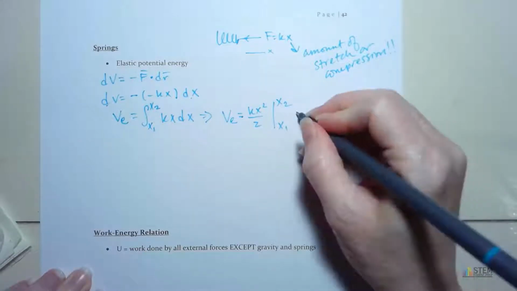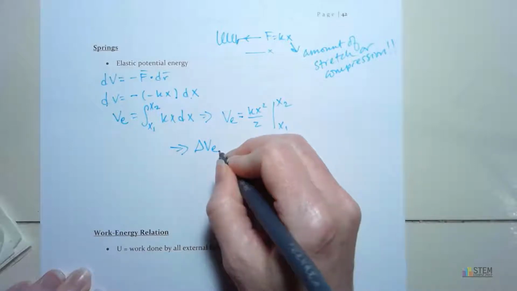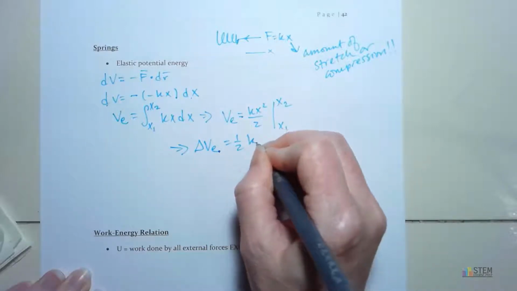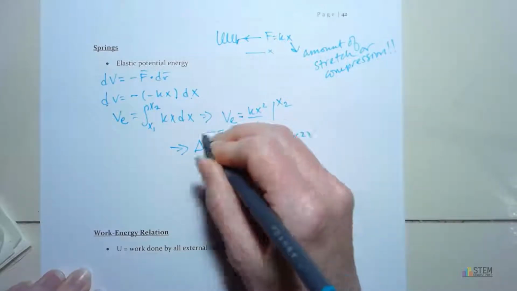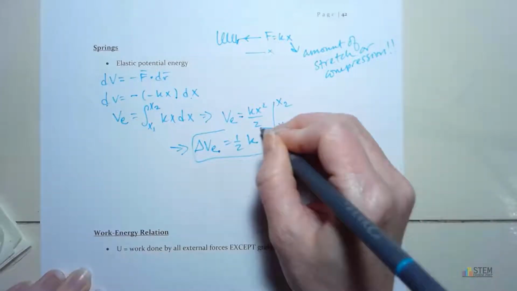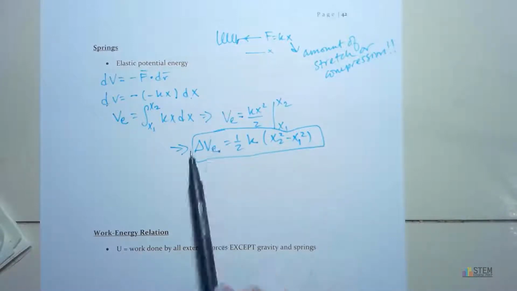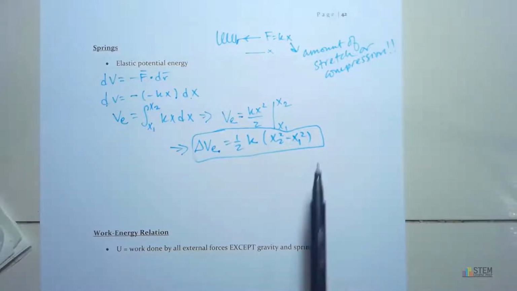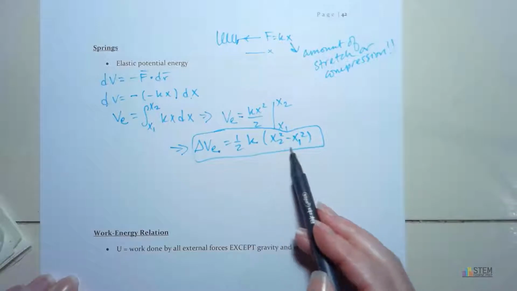So now if we plug this in, we're going to get delta VE equals 1/2 K times x2 squared minus x1 squared. That is your term for the elastic potential energy. You'll use this anytime you have a spring in your problem. And then again, you can check out the sign notation just by looking at this right here.